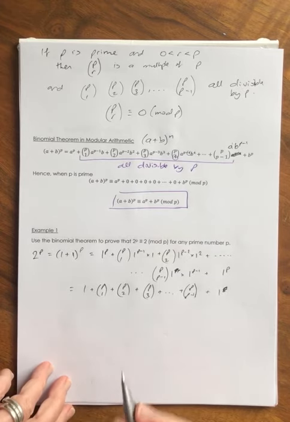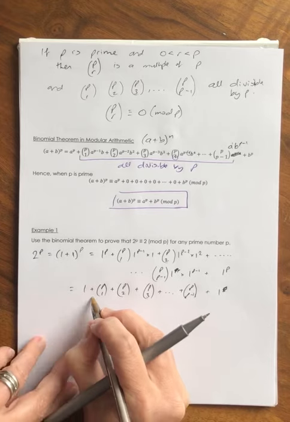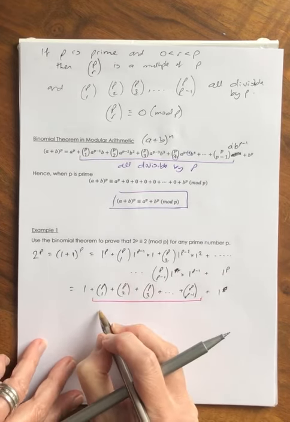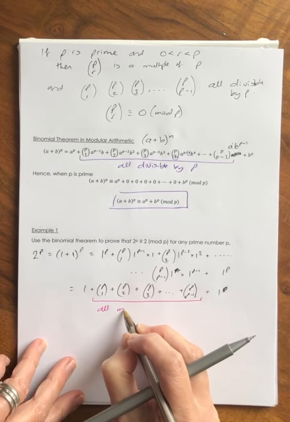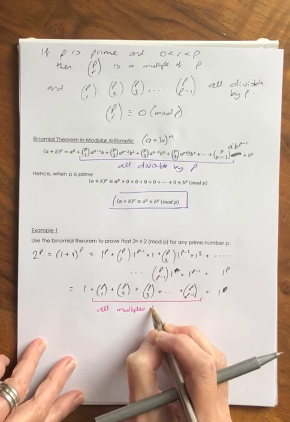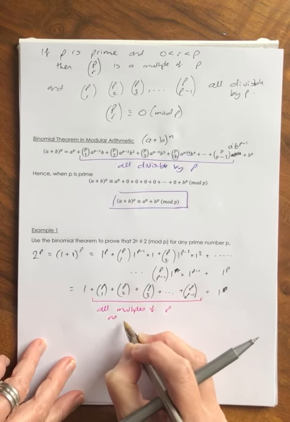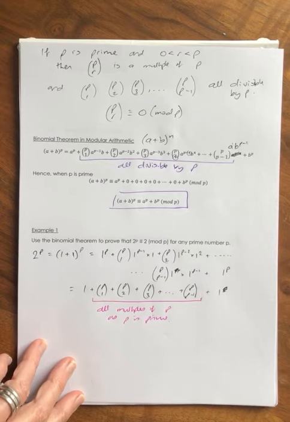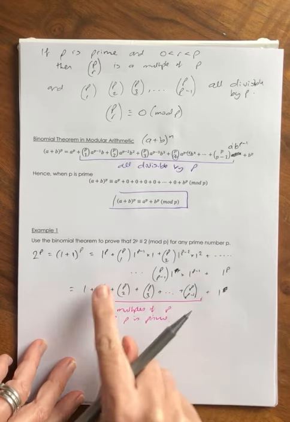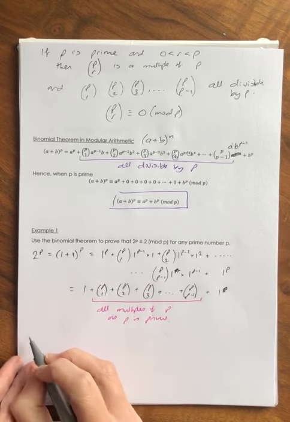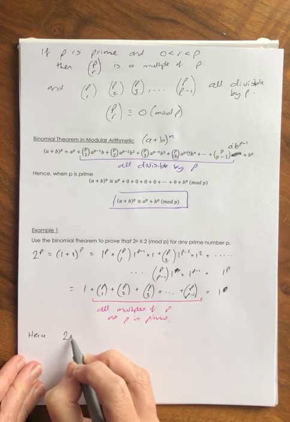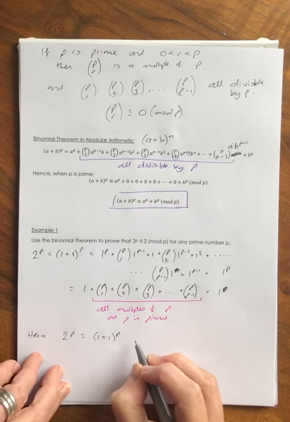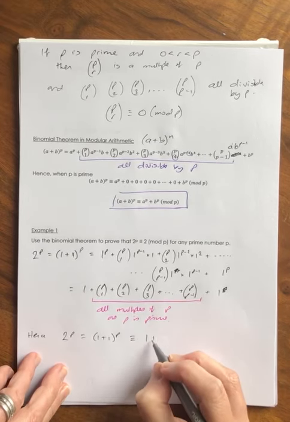Now I'm going to take my modulus, but firstly I should comment on what's going to go on with those. I know that all of these are multiples of p, as p is a prime, and we're not going to have that cancelling happening. So all of those middle terms are divisible by p, so hence 2 to the power of p, which is 1 plus 1 to the power of p, is congruent to 1 plus 0.